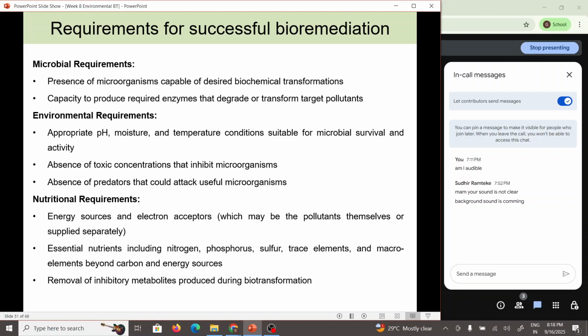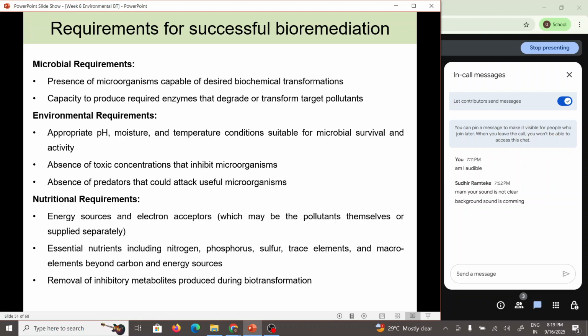And the third requirement is the nutritional requirement. So we spoke about direct metabolism, where the pollutant itself is the carbon and energy source. And there is also co-metabolism and detoxification. In case of co-metabolism or detoxification, the site should have enough carbon and energy source for the microorganisms first to have their survival. The organism should live and it should be able to carry out all the normal activities that it should do for its survival.